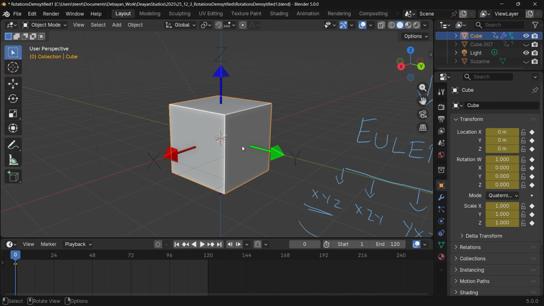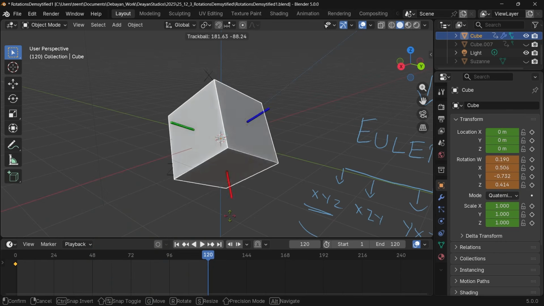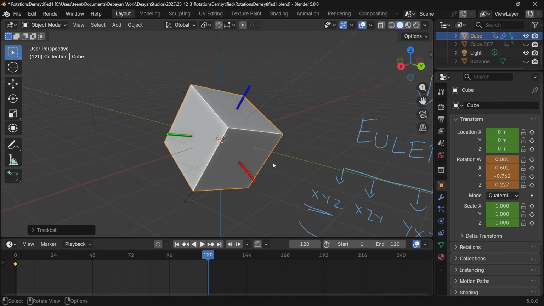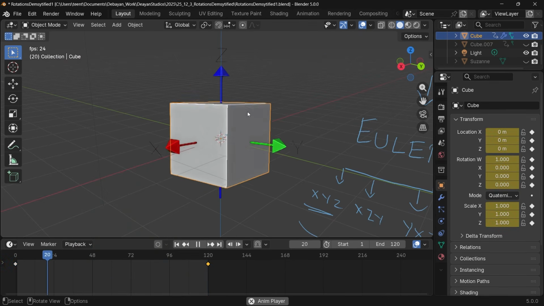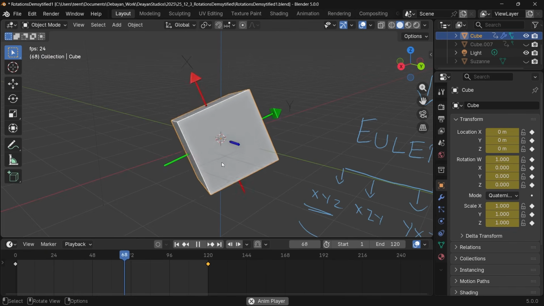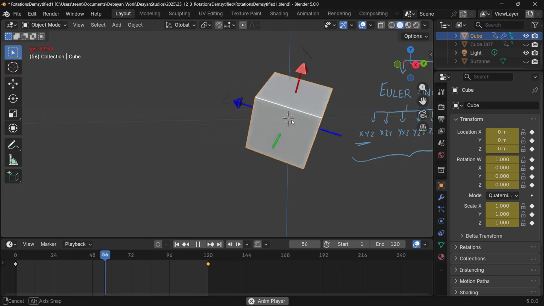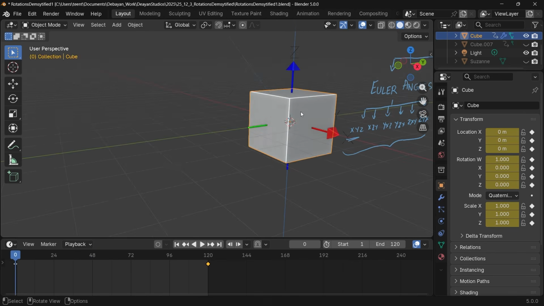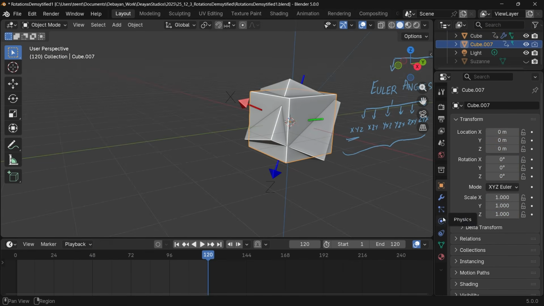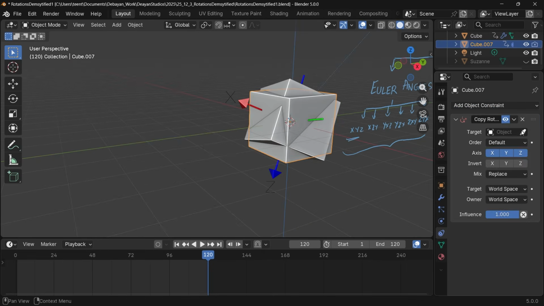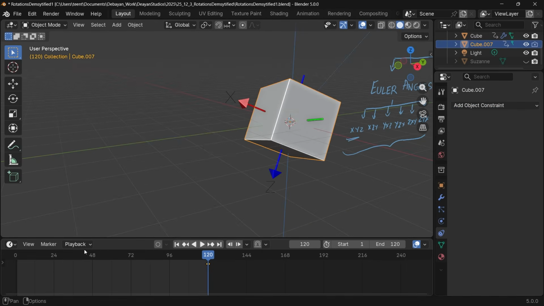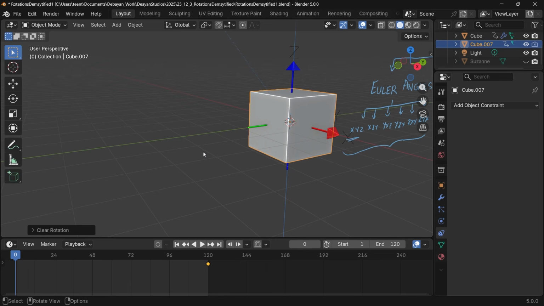So let's say we go over to frame 120 and then just rotate it by some amount, let's say this, and then tap I. Now you see it gives the most efficient way to reach that specific orientation. It essentially finds the correct axis angle and then rotates about that. But let's now add in another cube and just copy the rotation and then apply it. Now let's tap I, go back to frame 0 and then Alt R and I.